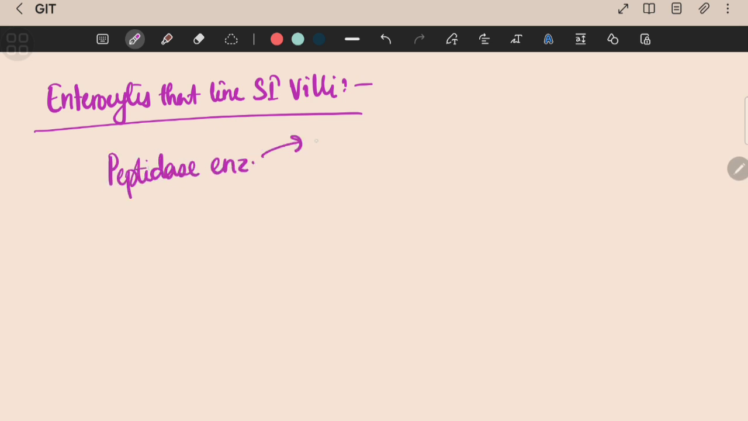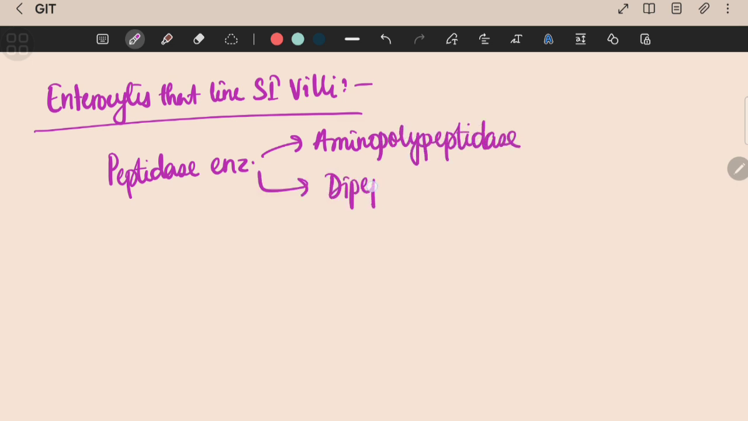One is basically the aminopolypeptidase, and we also have the dipeptidase. These are produced from the small intestinal enterocytes. These two peptidases will further convert the remaining larger polypeptides into tripeptides, from tripeptide to dipeptide, and from dipeptide to amino acid. The body needs amino acids; the body cannot work on other things.